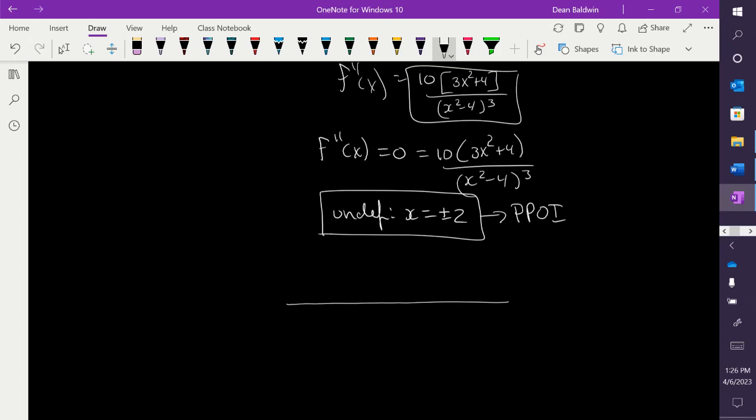Okay? And we do a little table or a little number line like we did with the critical points, because at the end, the next step is to combine all this together. So we have -2 and +2, and we're testing the intervals. PPOIs, possible points of inflection. Now, you can pick any number on the interval from -infinity all the way to -2. What number do you want to pick?